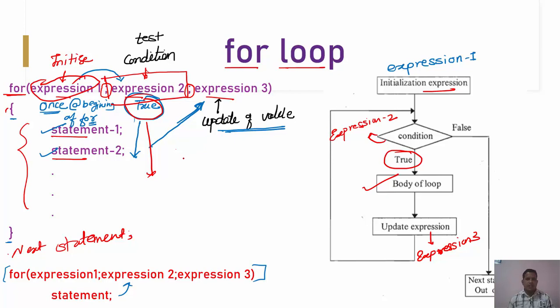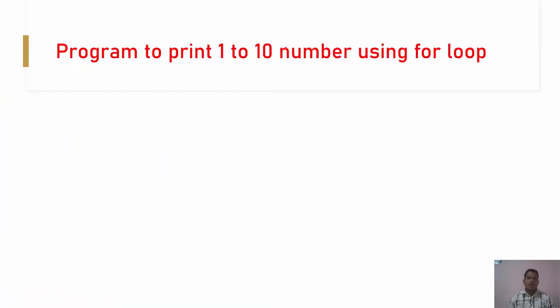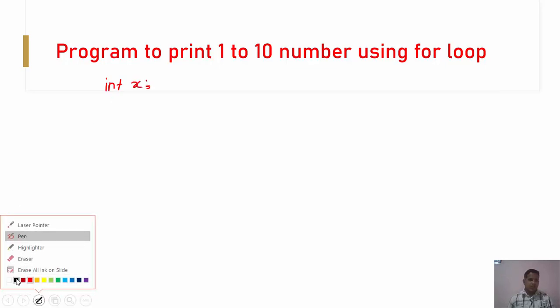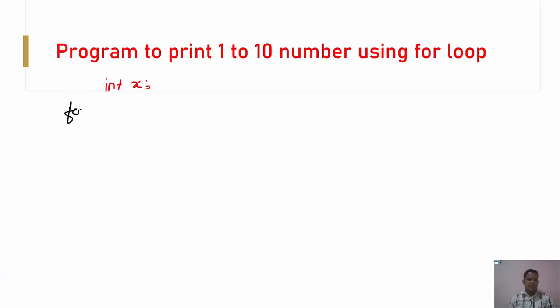For example, let us consider this. Write a program to print 1 to 10 numbers using a for loop. For this I am going to define a variable, say integer x. Now how do I define the exact syntax? First the keyword for, then expression 1. Expression 1 is the initialization, so I define x = 1, then a semicolon.